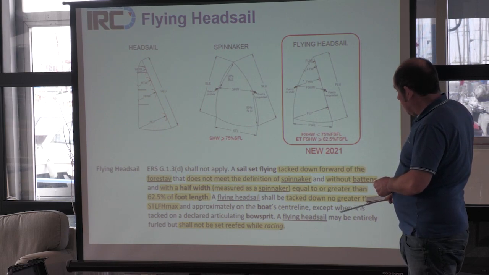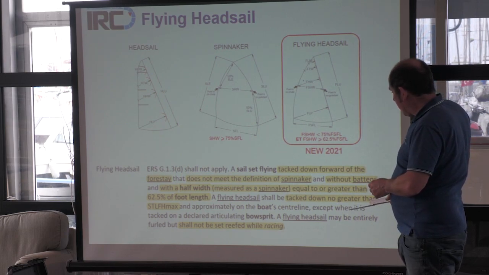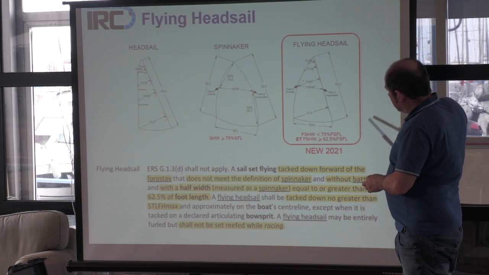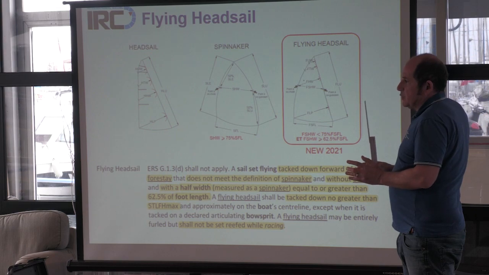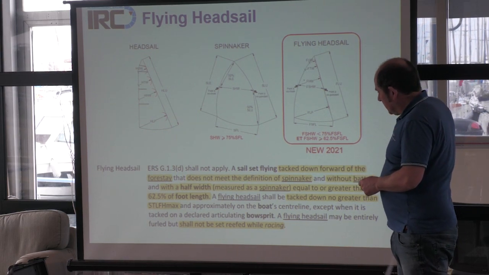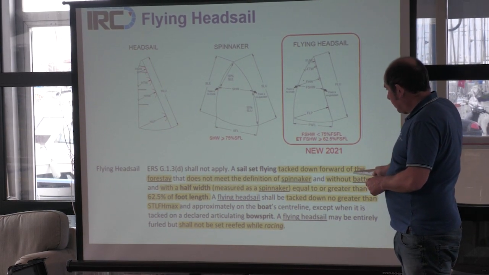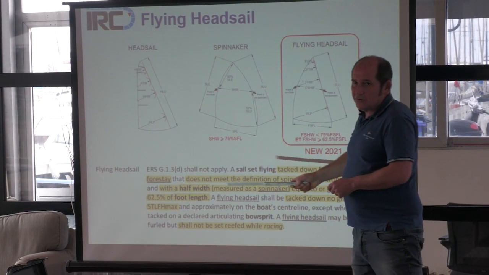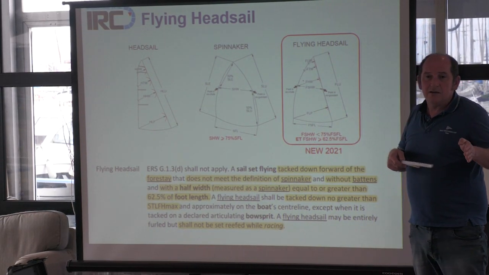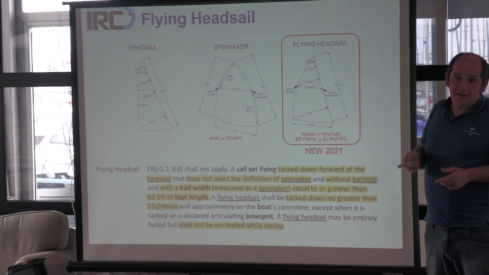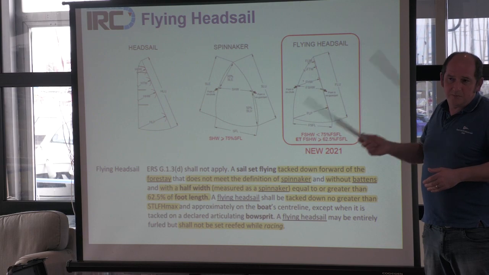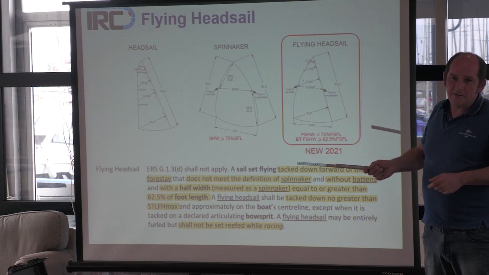Imagine as well that in terms of dimension, the sail seems to be a flying sail, but it is not tacked down forward of the forestay, but between the mast and the forestay. It is, for instance, the case for a spinnaker staysail. This is not a flying head sail, it is a head sail. Okay?